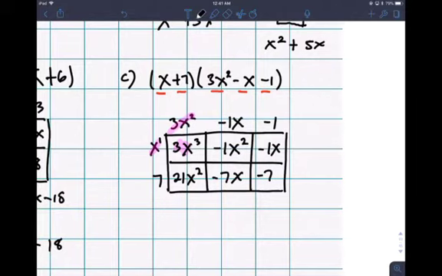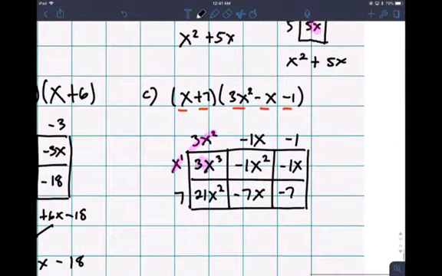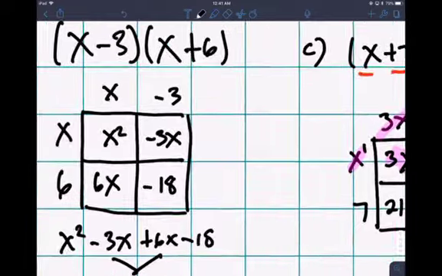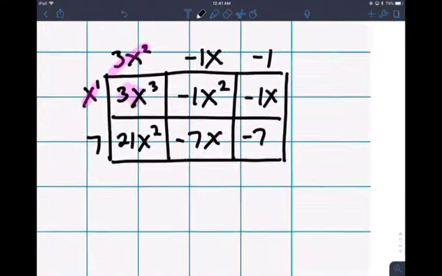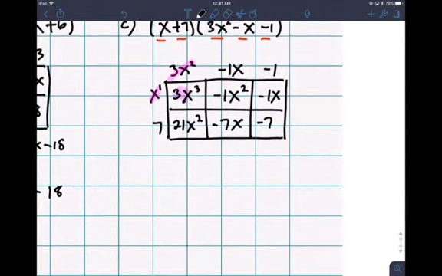So notice I have more terms now compared to what we have been doing previously. So if I write out my areas, it's going to be 3x cubed minus 1x squared minus 1x plus 21x squared minus 7x minus 7.